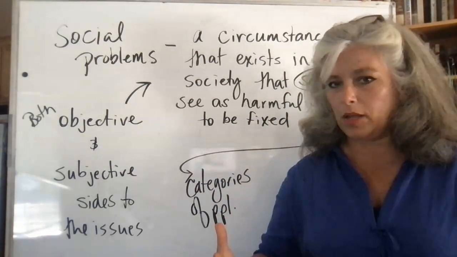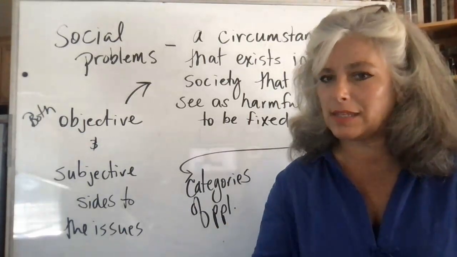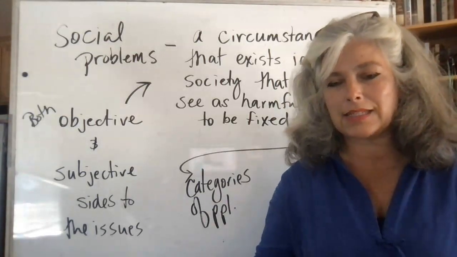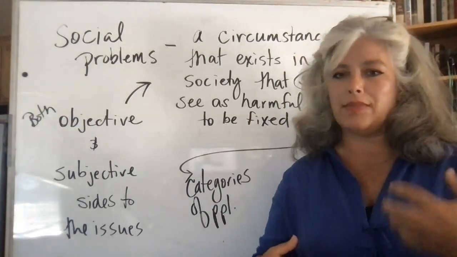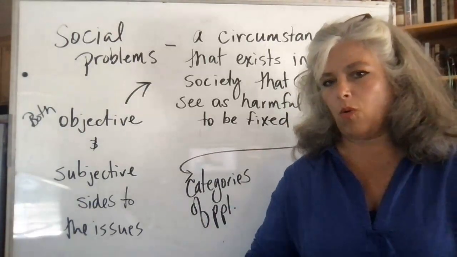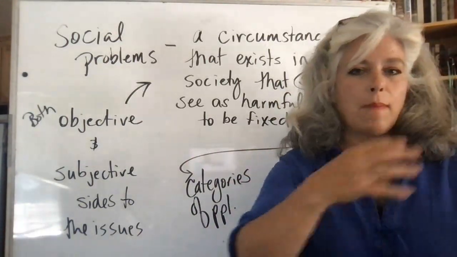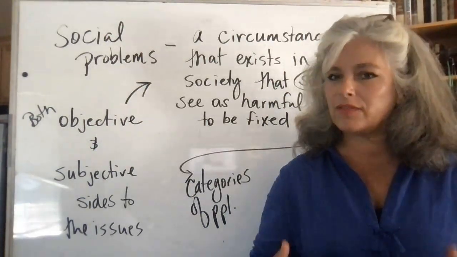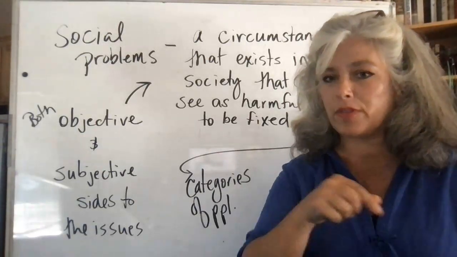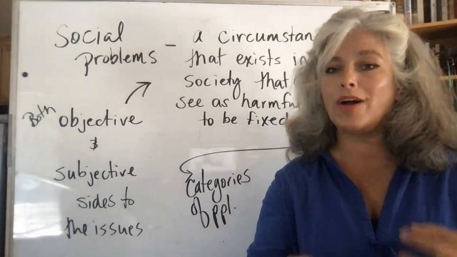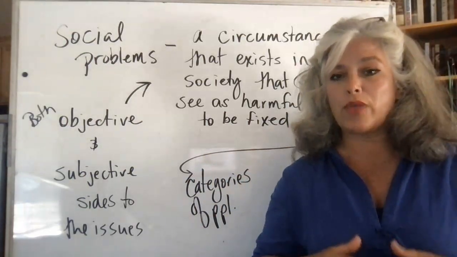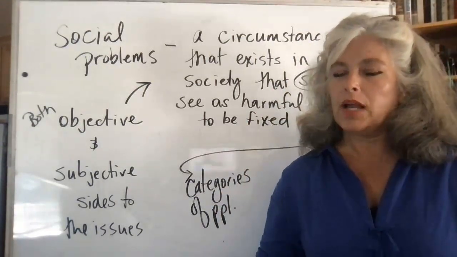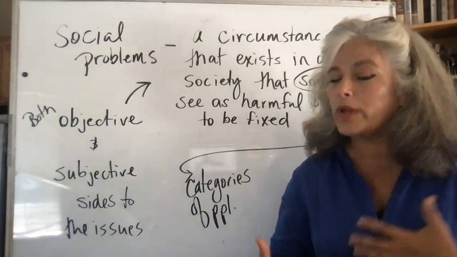So a social problem is simply a circumstance, an issue, a condition that exists in a society, and some people in that society, the government or elderly people or a minority group or some portion of that society, perceive that issue as problematic for themselves or for others, and they want to fix that problem so that it can stop being an issue for themselves or for others. That's how we define a social problem.